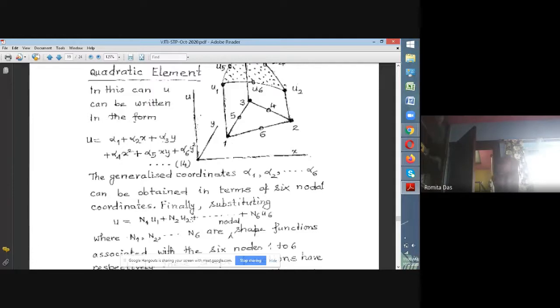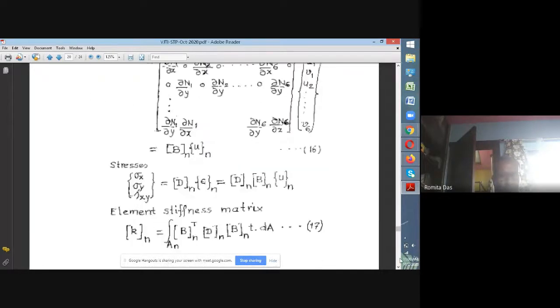So it's not constant. Unlike the case of the CST element, in this case the strain within the element is not going to remain constant. It will depend on the location of the point. So that is the linear strain triangle. A little while ago, some participant asked the question about the linear strain triangle, and this is that case. Finally, you can get the stress matrix, which is also going to have linear variation. And the element stiffness matrix is going to have this expression: Bn transpose into Dn multiplied by Bn.